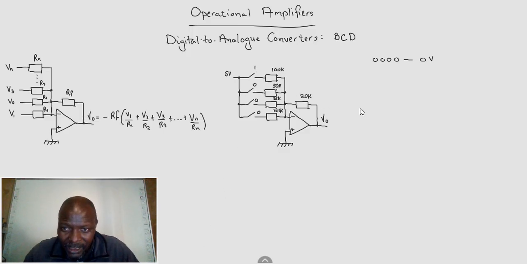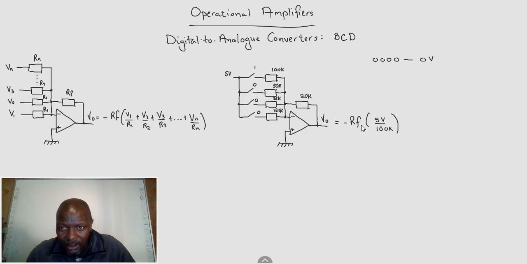What does it mean? It means our V out is given by the 5 volt. I shouldn't have said 5 volt. I should have said minus RF. This 5 volt here is supposed to be, voltage is resistance times current, the current through the 100K. So this 5 volts should be used to calculate that current through the 100K.